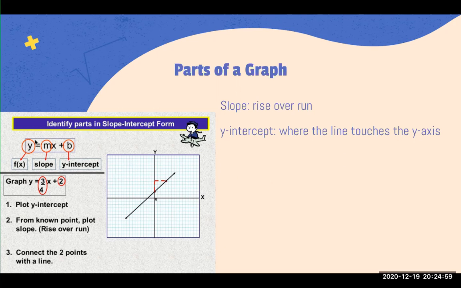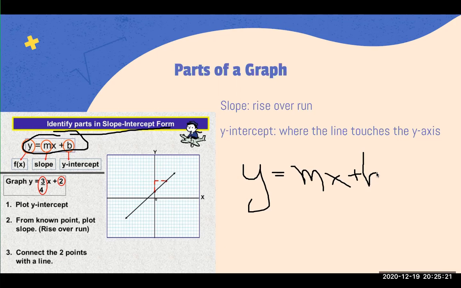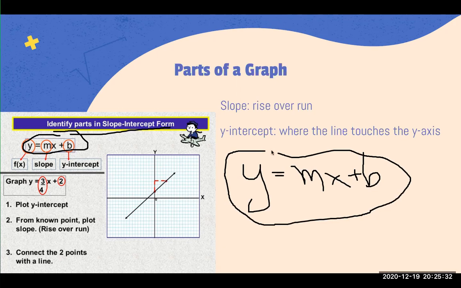So let's look at this picture right here. Let me get my annotation tool. As you can see, parts of the slope-intercept form. This is called the slope-intercept form. It's y equals mx plus b. This is super important. If you're writing down notes, you should definitely write this down. So this is the slope-intercept form. It's called that because it includes the slope and the y-intercept. This is the slope.